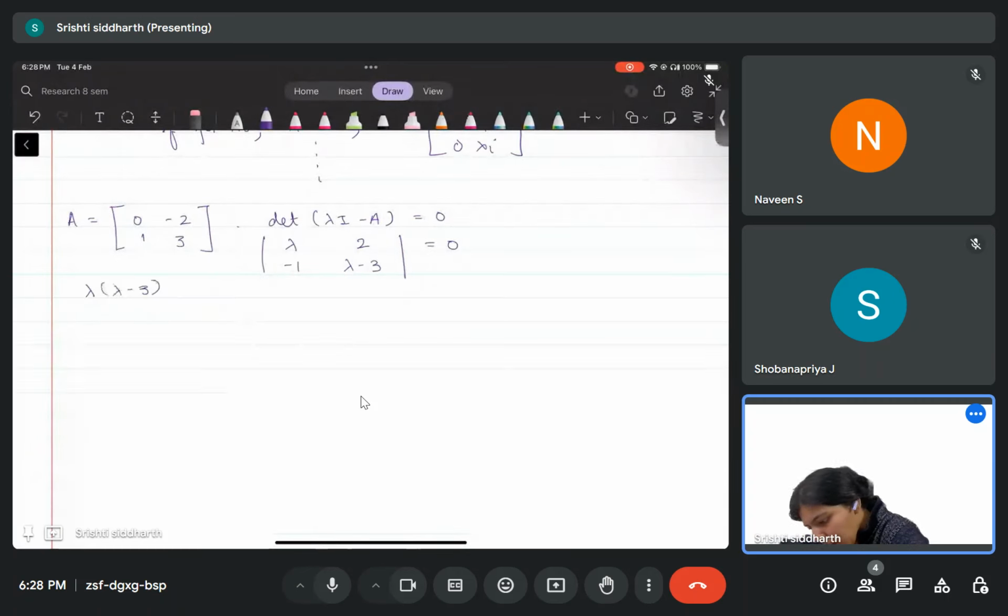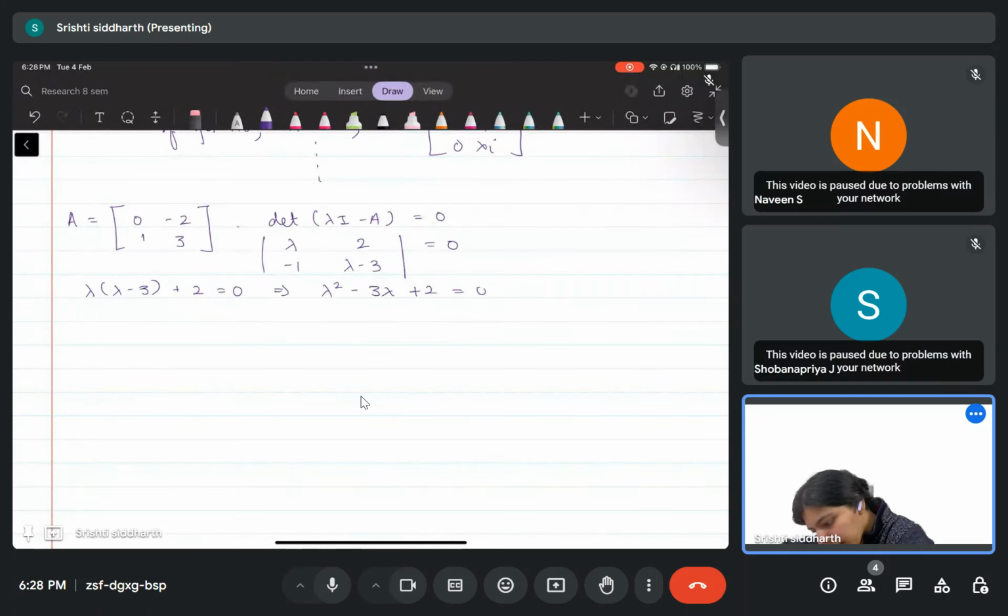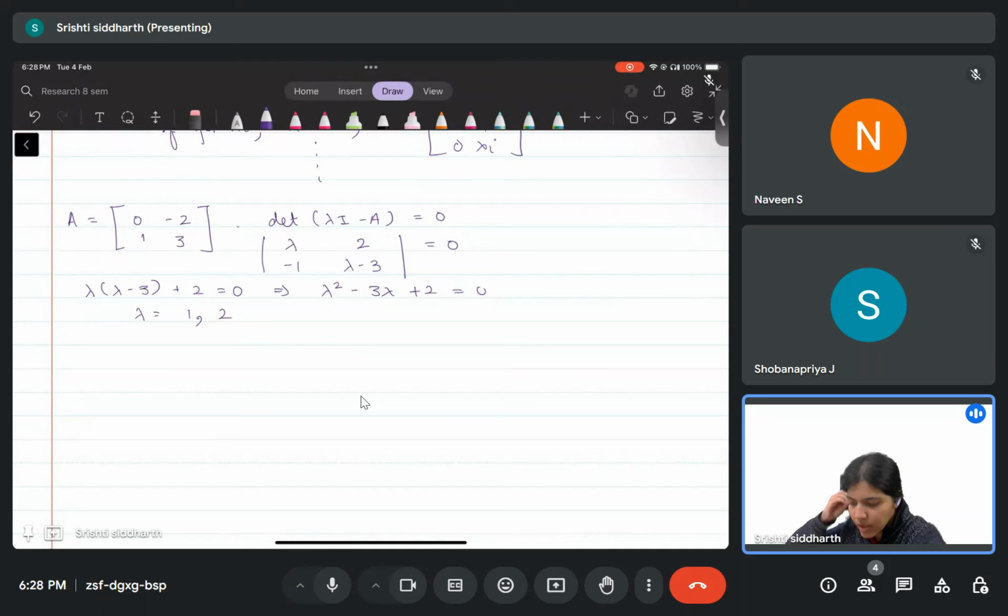Lambda times lambda minus 3, plus 2 equals 0, which is lambda square minus 3 lambda plus 2 equals 0. So the roots are, let's see, 1 and 2. You can see that they are not repeating. So algebraic multiplicity is 1 and algebraic multiplicity is 1. So the Jordan blocks corresponding to these are going to be 1 and 2.